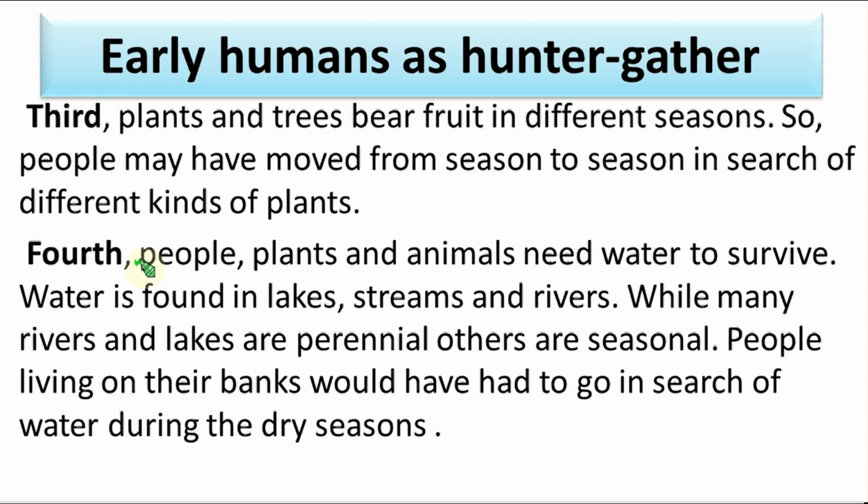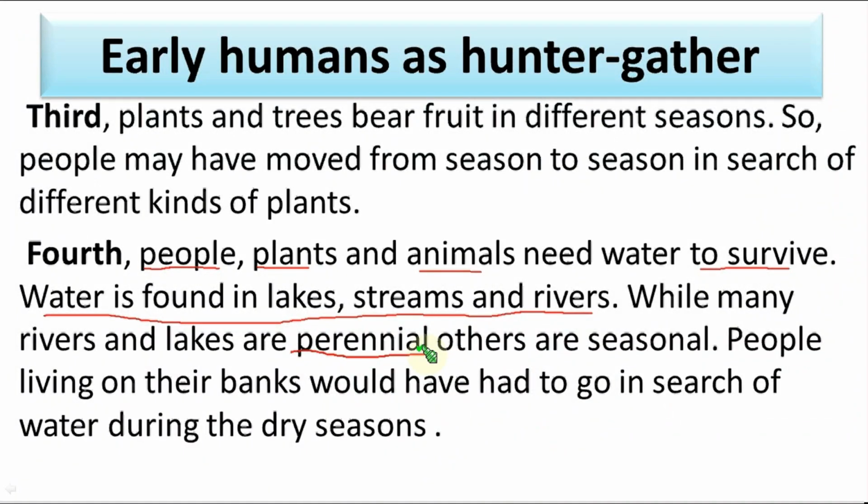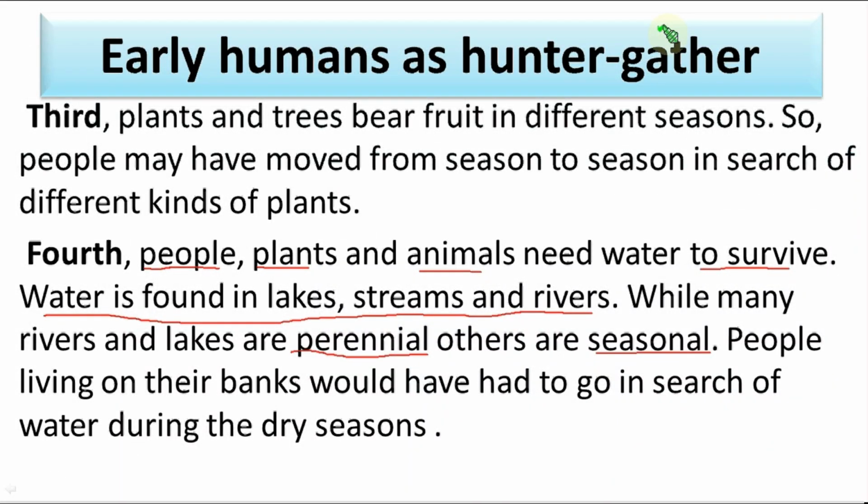And the fourth reason was that people, plants and animals need water to survive, and water is found in lakes, streams and rivers. While many rivers and lakes are perennial, here meaning that the water remains in these lakes throughout the year, others are seasonal. Seasonal means only during the rainy time the water remains in these lakes.